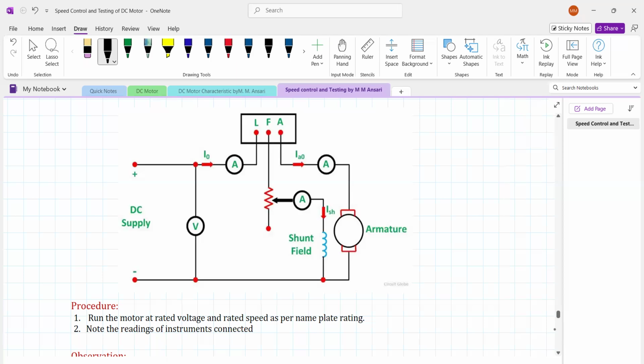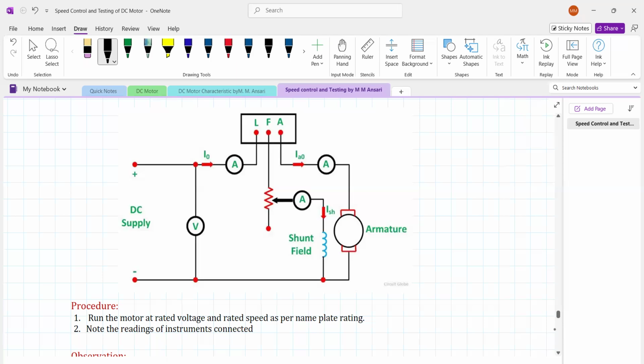And speed, we will run the motor by adjusting this rheostat in such a way that the speed of the motor under no load condition is the rated one. Under no load condition, the motor will draw hardly 8 to 10% of the rated value. So the no load current is I0.